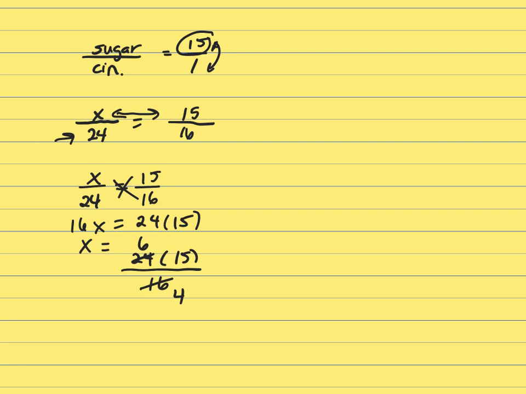And I guess I should have done an 8. 2 will go into 4 twice. 2 will go into 6 3 times. So we're left with 45. 3 times 15 is 45 over 2. And that's going to be 22.5 is your answer.